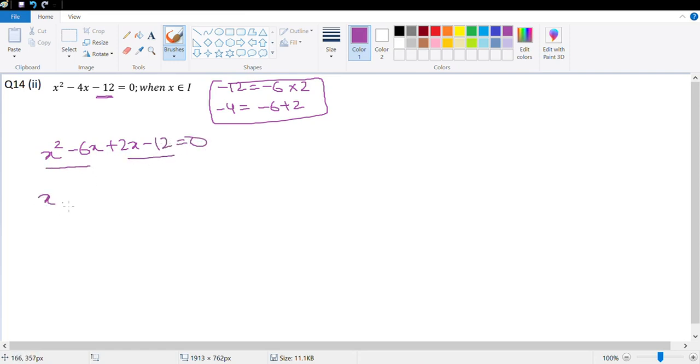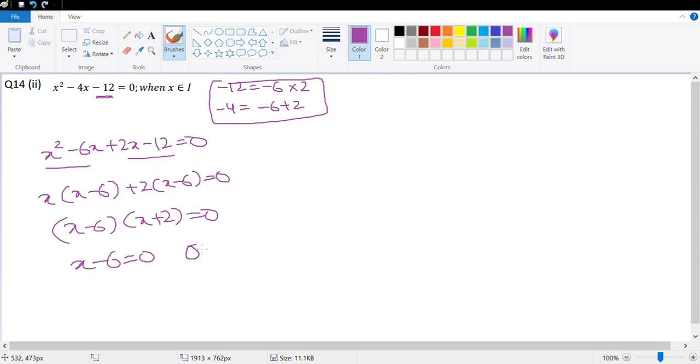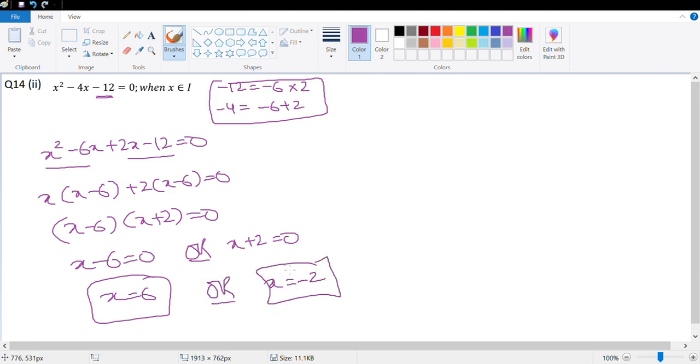Grouping it the way I've underlined, x(x − 6) + 2(x − 6) = 0, which means (x − 6)(x + 2) = 0. x − 6 = 0, or x + 2 = 0, so x = 6, or x = −2. So these are the two possible values of x. That's our answer. This was a fairly simple question. And since they've talked about integer, both values satisfy that criteria of being integers as well.